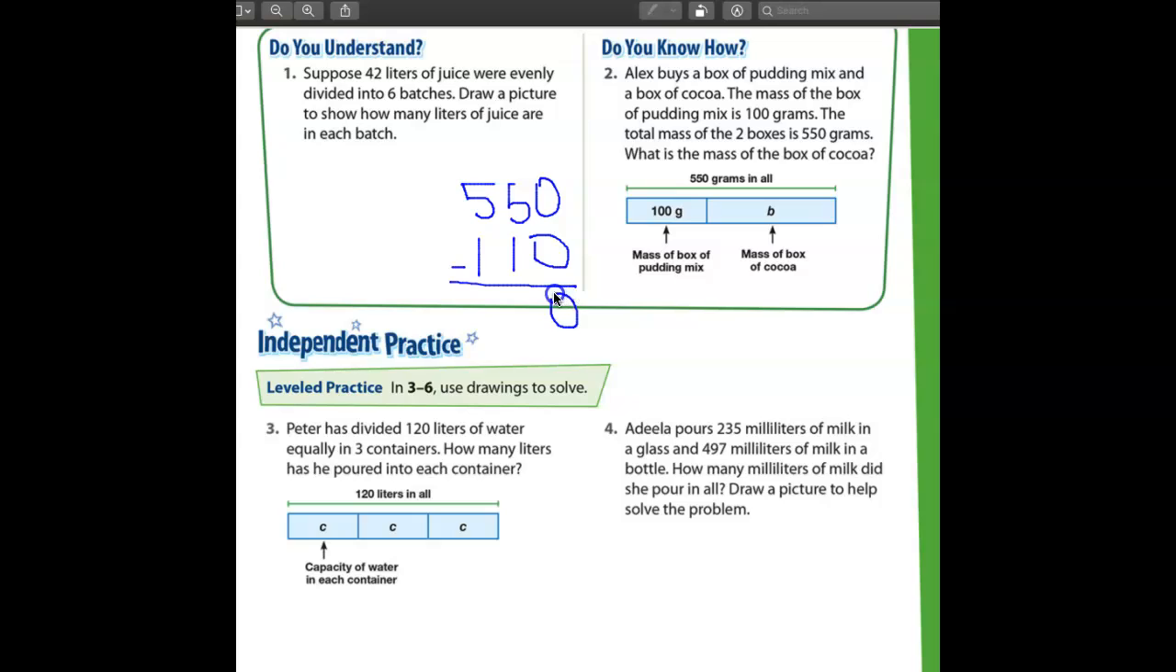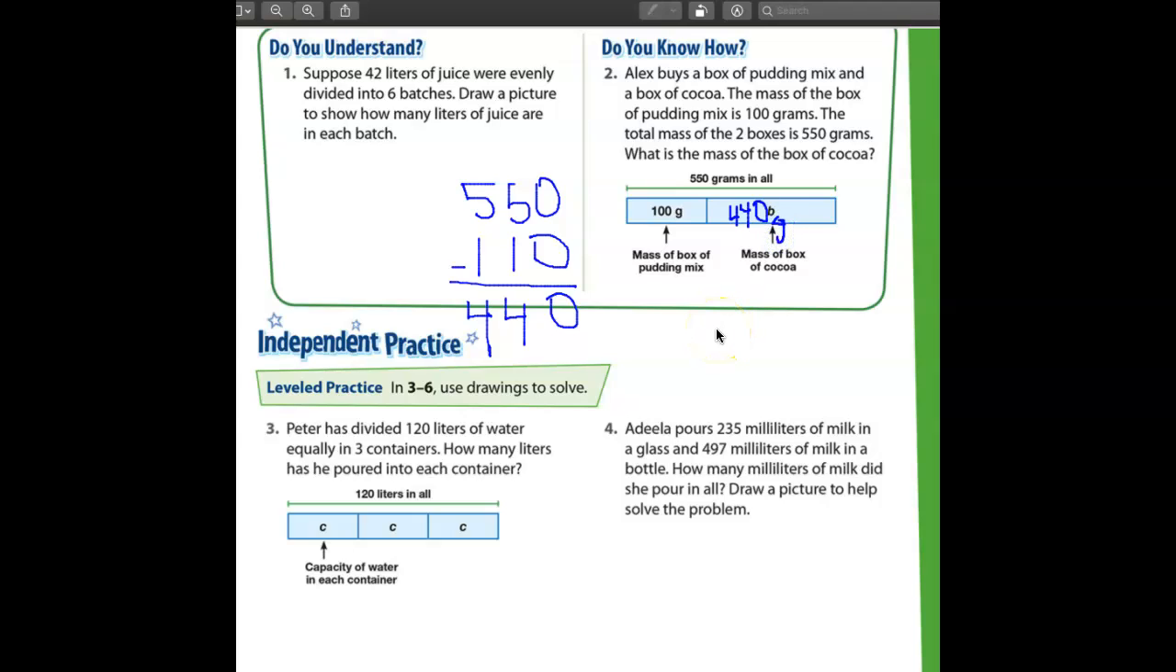0 minus 0 is 0. 5 minus 1 is 4. 5 minus 1 is 4. So there will be 4. So the mass of the cocoa is 440 grams. Sorry, that little bee is in my way.